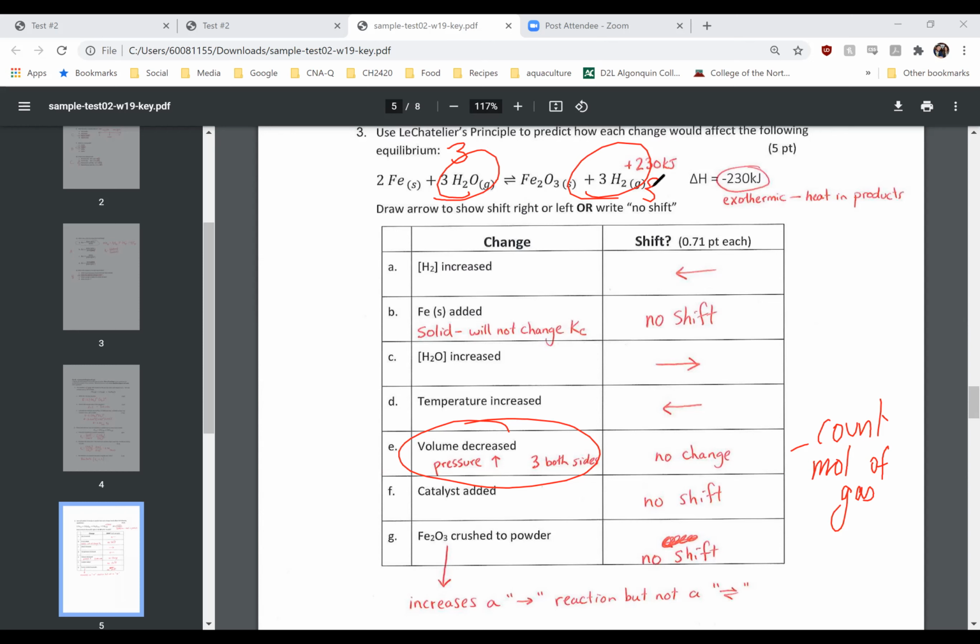Just remember, if you increase the volume, it will favor more moles. If you decrease the volume, it will favor less moles. Just have a look over your notes for that. And thanks, Abdulhalim, for the beautiful explanation there. Have a look at your notes.